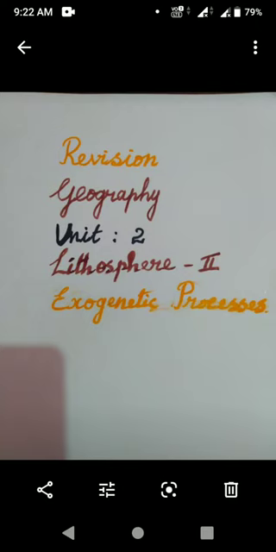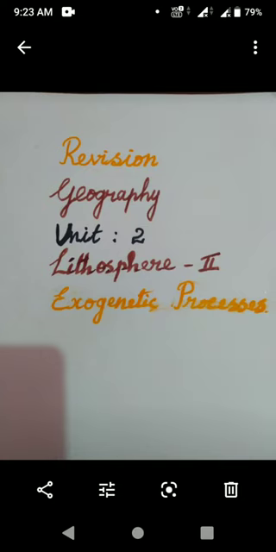Okay. So today, the second class revision, we are going to see Geography Unit 2, Lithosphere to Exogenetic processes. We are going to revise this lesson. So first, choose the best answer. The disintegration or decomposition of rocks is generally called as dash. Do you know the answer? That is weathering.